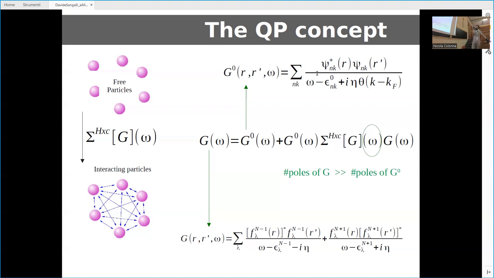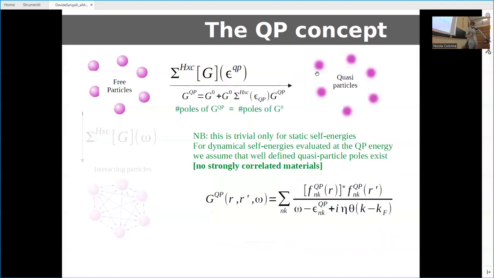So if you compare these two expressions, they are formally pretty similar. Here we have independent-particle wave functions. Here you have these Lehmann amplitudes. Here you have these eigenvalues of my one-body Hamiltonian. Here I have this object, which I defined as differences of total energies, but they are very similar. But the key difference is that the number of poles of these objects is in general much bigger.